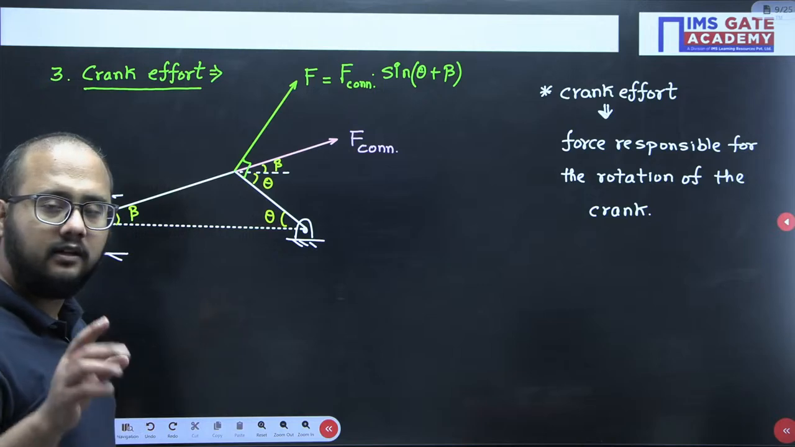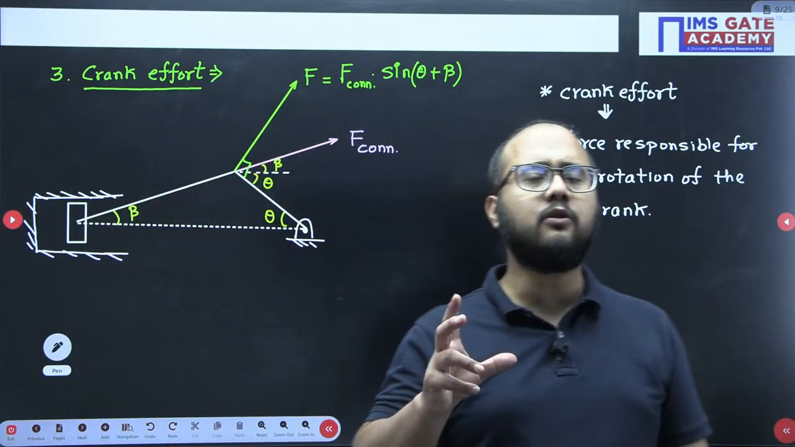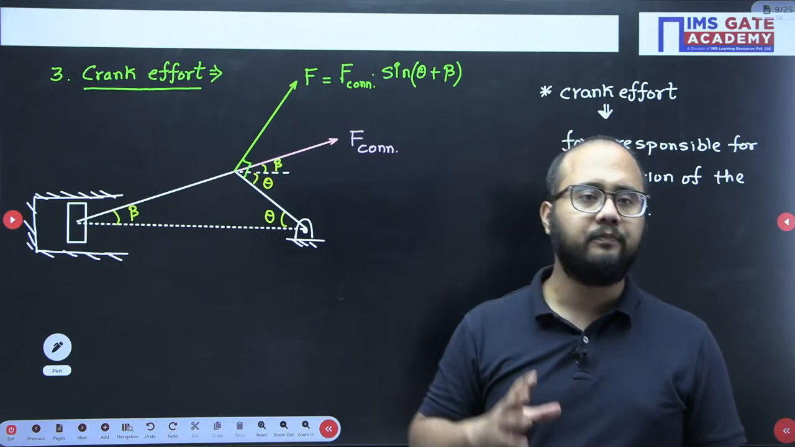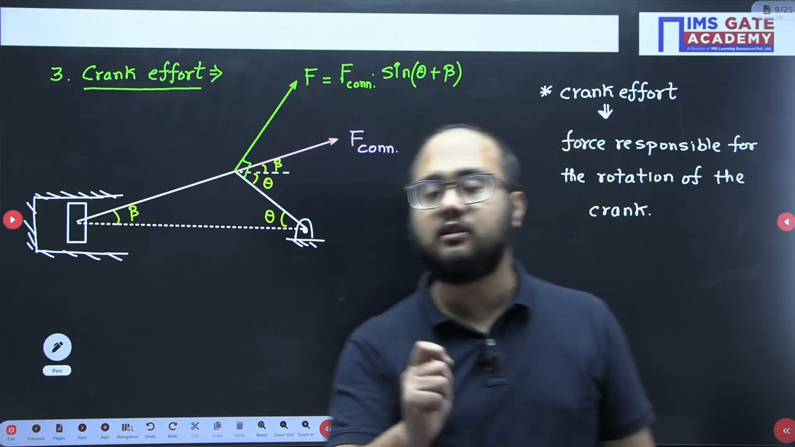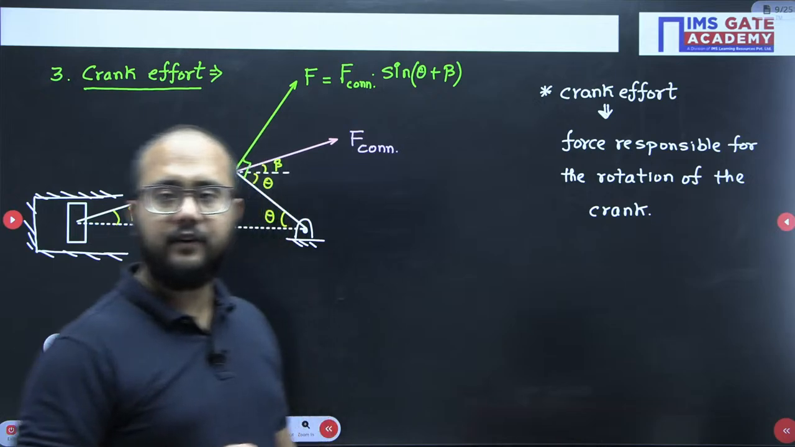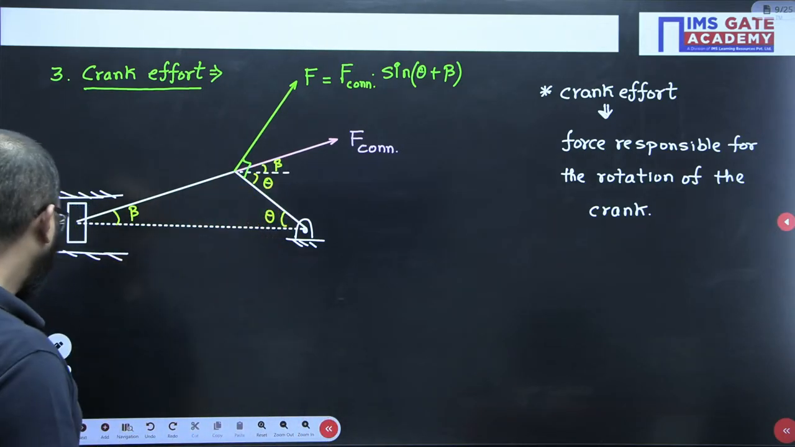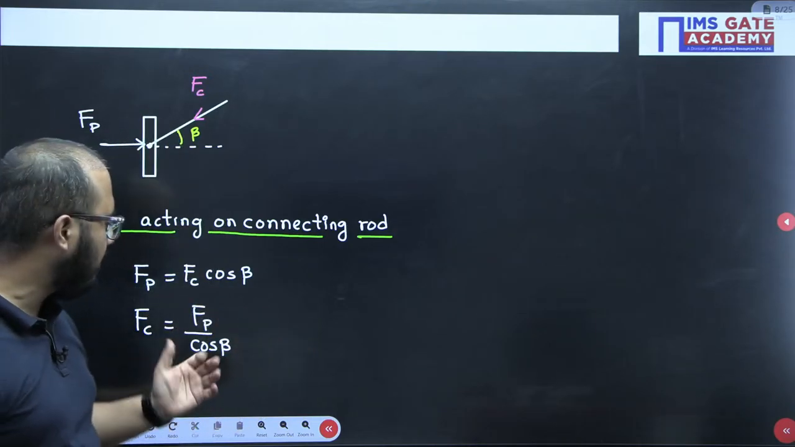If I solve previous year GATE questions, you will understand there are two, three questions they have asked directly on the turning moment or the torque value in the GATE examination. So I need to directly remember that torque or turning moment formula. Is this diagram clear, everyone? Previously we calculated the force acting on the connecting rod.